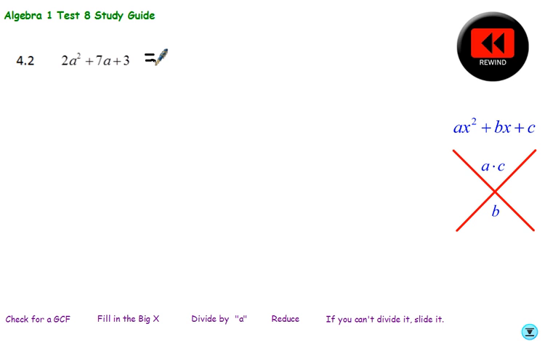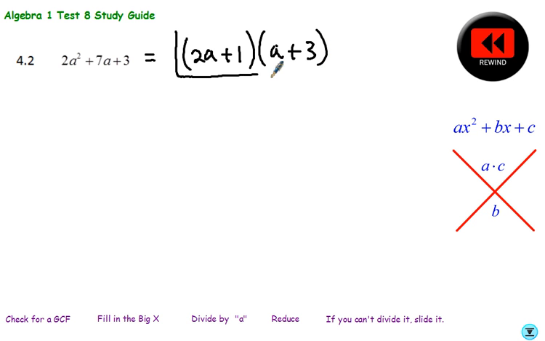Alright, so 2a squared plus 7a plus 3. What you should have had there is 2a plus 1 times a plus 3. That's the right problem with the right answer. If you got it, great. Go ahead and try number 4-3 on the right side, which is correct. But if you didn't, then let me walk you through what this one should have been.